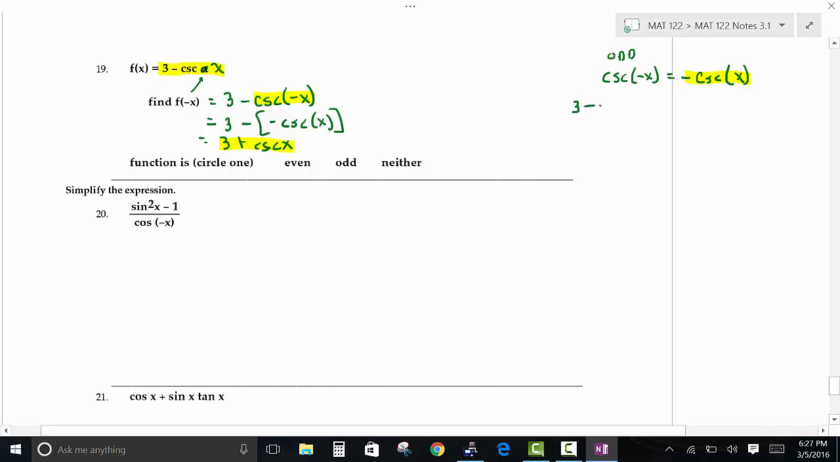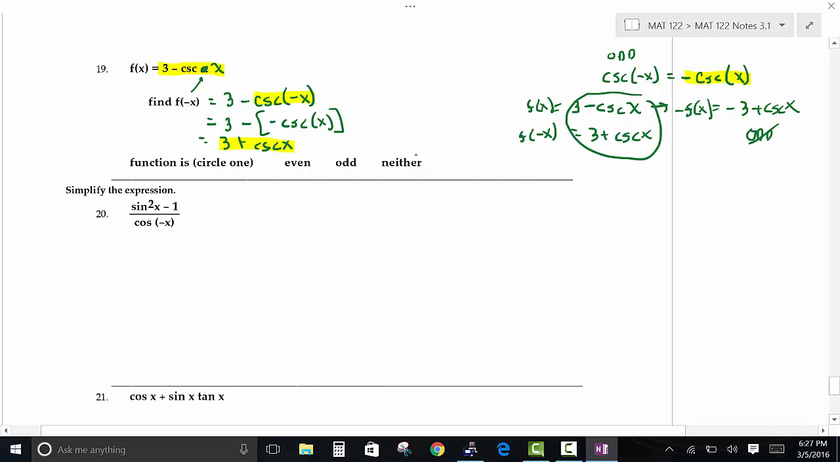So f of x was 3 minus cosecant of x. That's what f of x is. So we just showed that f of negative x is 3 plus cosecant of x. And they're different. They're not opposites because the opposite of f of x would have to be negative 3 plus cosecant of x. So that would mean that it's not the opposite, so it can't be an odd function. Clearly, they're not the same. So this answer would just be neither.